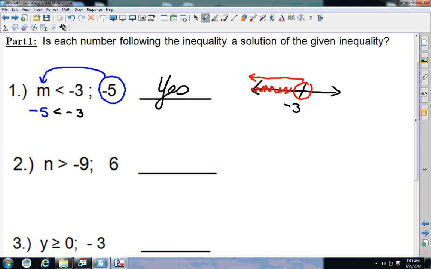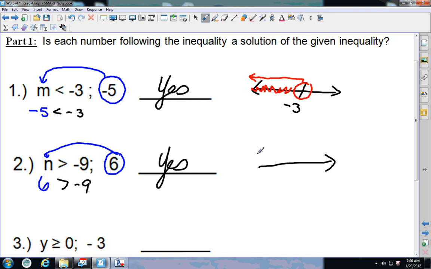The next one, what does this say? N is greater than negative 9. So if you put 6 in here for n, is 6 greater than negative 9? Yes, because 6 is positive. It is true. But let's go over here and review graphing. Okay, so if I start at negative 9, it says n is greater than negative 9. You would use an open circle. Greater than, you'll shade to the right.